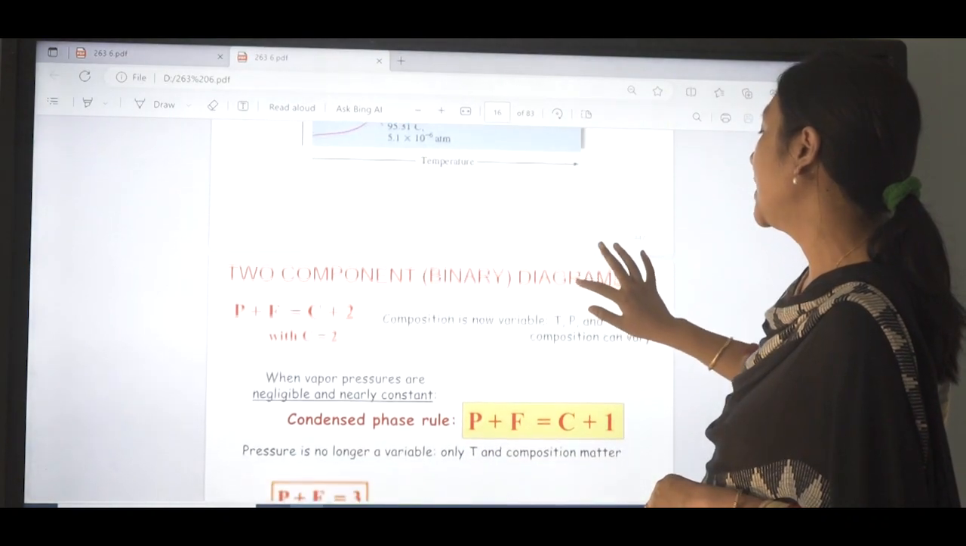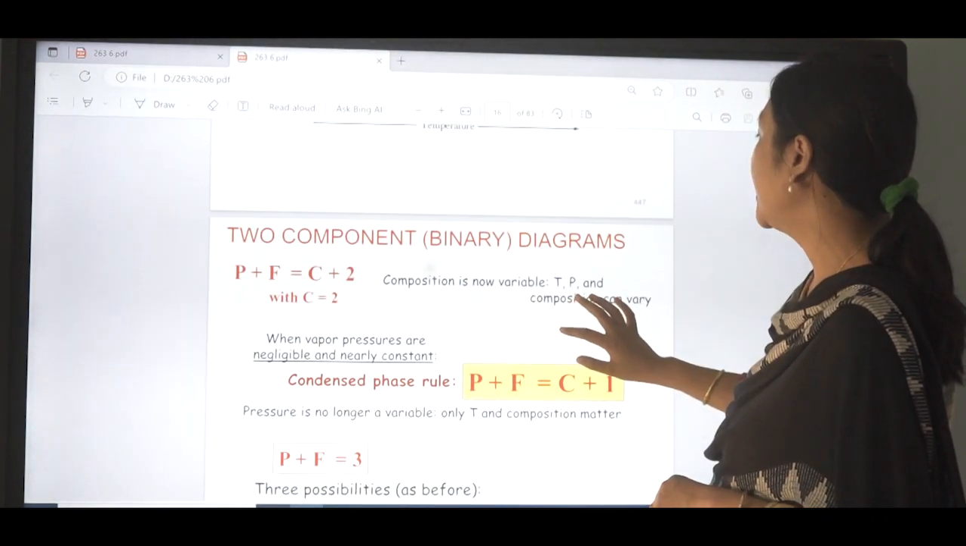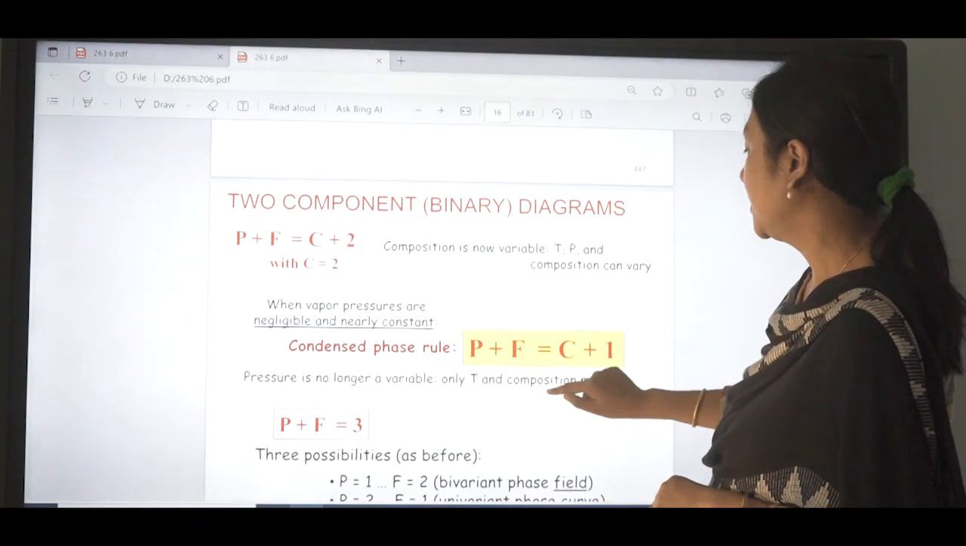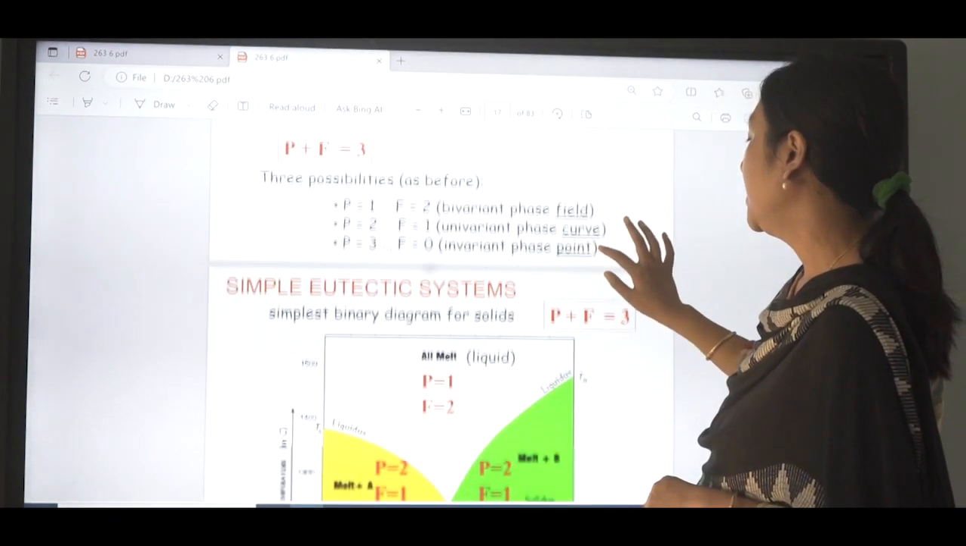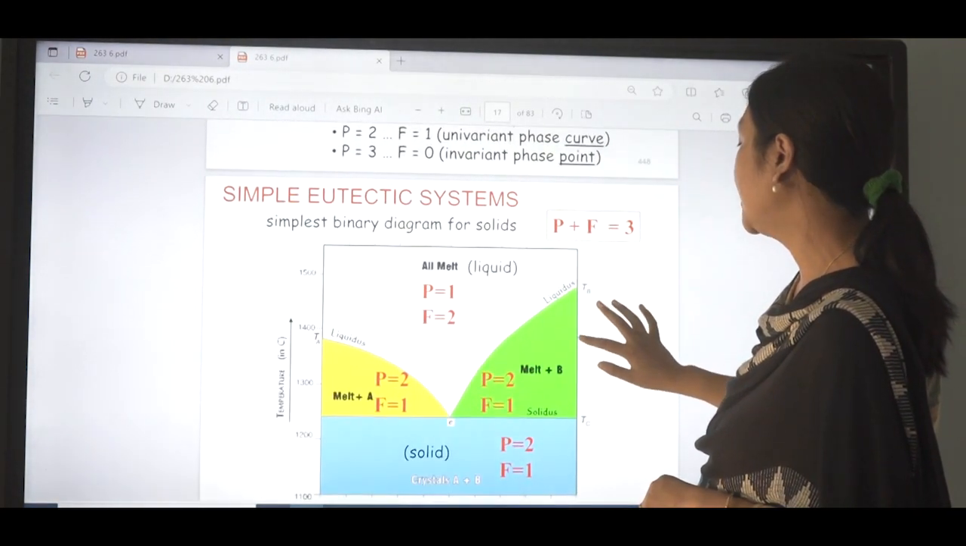Now the two component system, in case of the binary system. This is a two component system. In the two component system we can use the eutectic system.